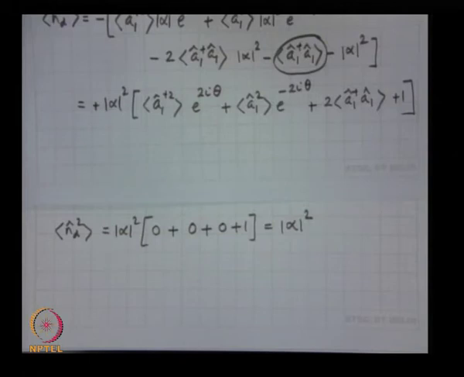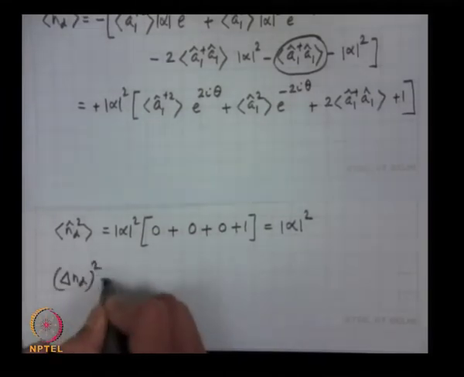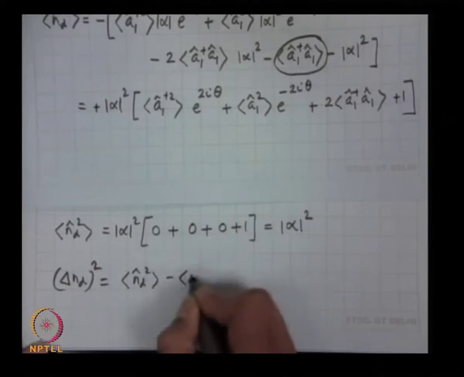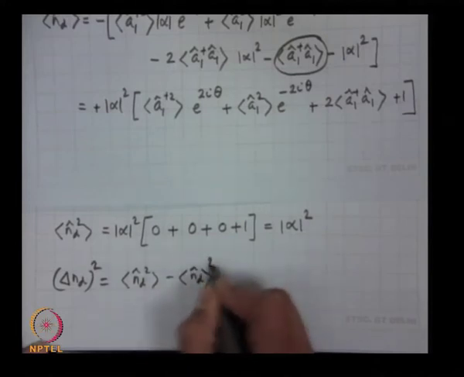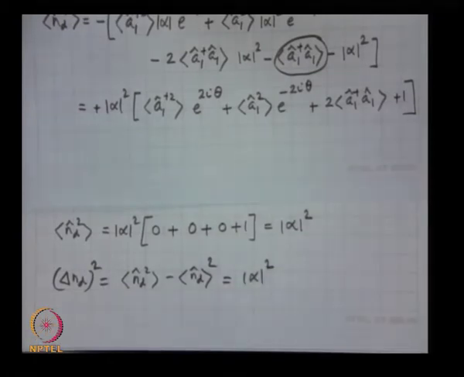There is no signal, but there is a variance. So delta n_D square, which is the expectation of n_D square minus the square of the expectation of n_D, and this variance is actually coming from the coherent state that you are inputting into the beam splitter.